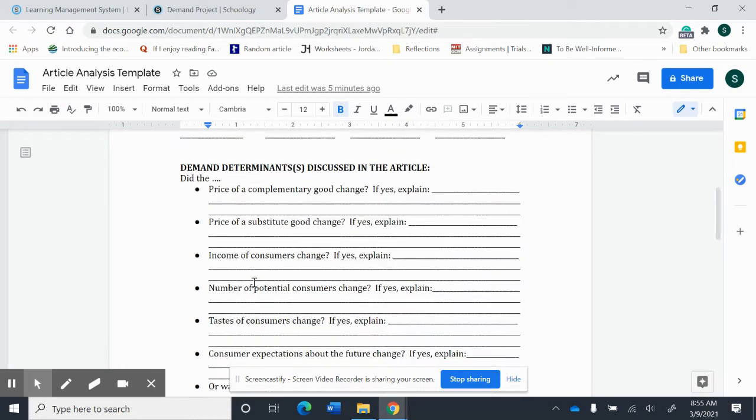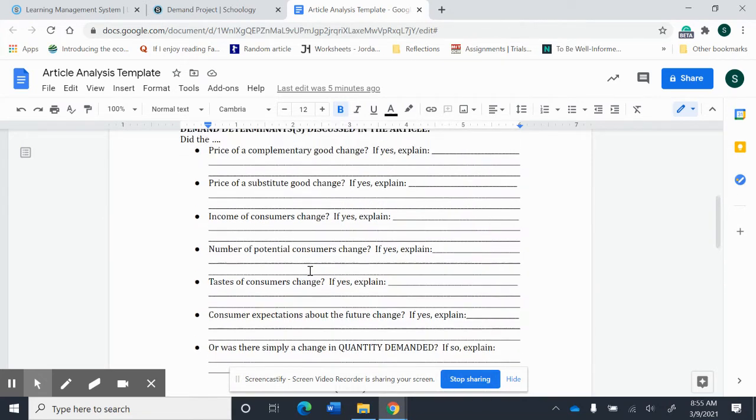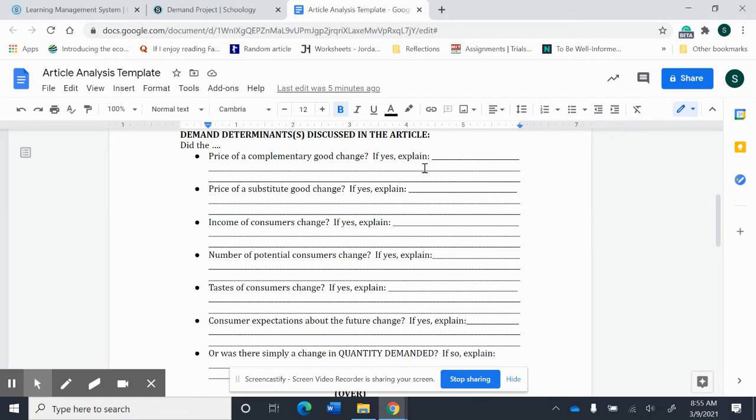there. And then what you're doing is you're telling me whether determinants were discussed in the article itself. So you're saying, yes, price of complementary goods changed. If yes, explain. So for instance, if you're doing the Yeti cup, price of complementary goods, you noticed Swell dropped in price. That's going to impact demand because that's a substitution that's going to make the Yeti more expensive than a Swell. All right. Five Below started carrying their own versions of the Yeti cup. All right, that's going to affect your demand for the Yeti itself. Okay, so those things have to be kept in mind.